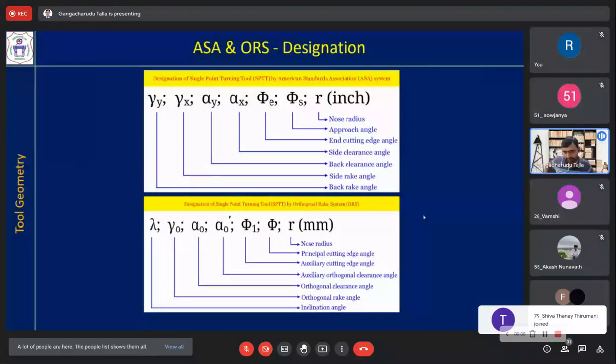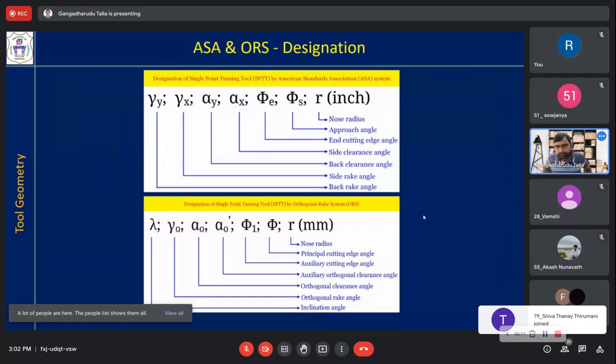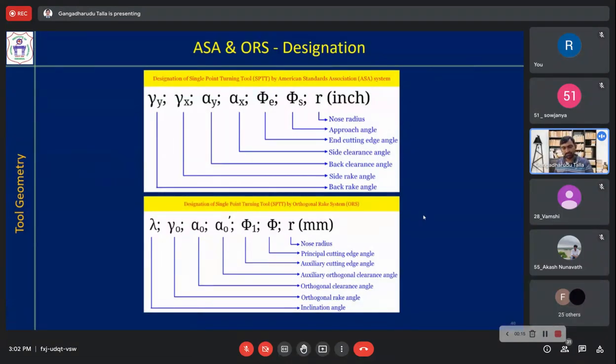Okay. So this is where we have stopped. How the tool is designated in ASA and ORS systems. And of course, we have seen the conversion. After that, this is the slide. So you can recall how tool is represented in ASA and ORS systems.